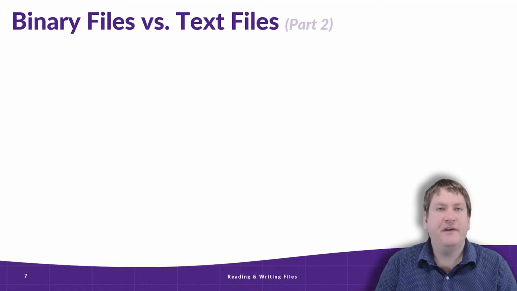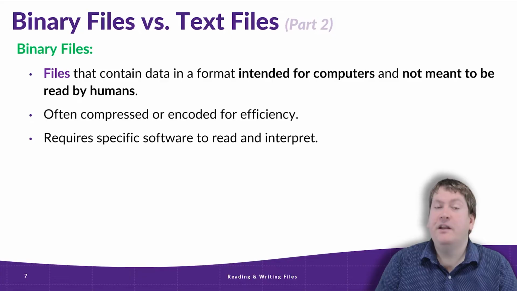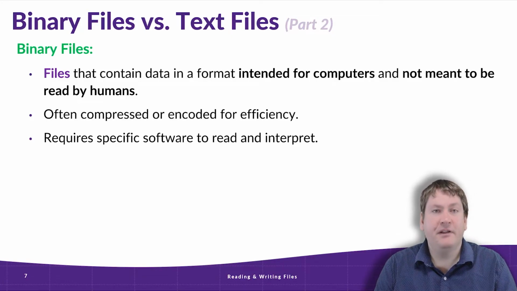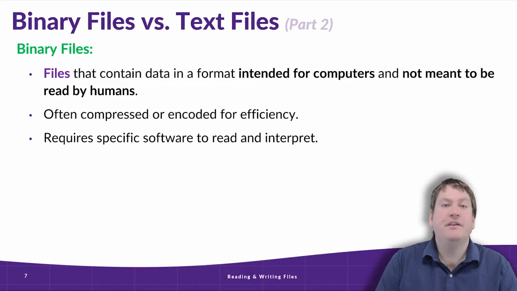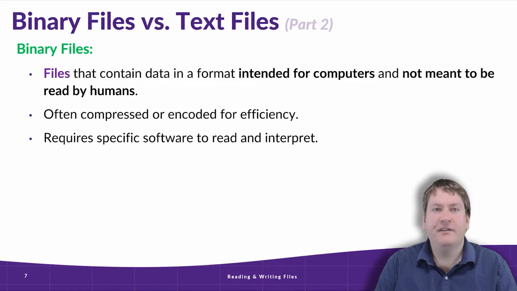The complement to text files are binary files. Text files were meant to be human readable, while binary files are in many ways the opposite. They contain data in a format intended just for computers. They're not meant to be read by humans. And these usually don't use a standard encoding system like ASCII or UTF-8. Instead, they define their own encoding scheme.